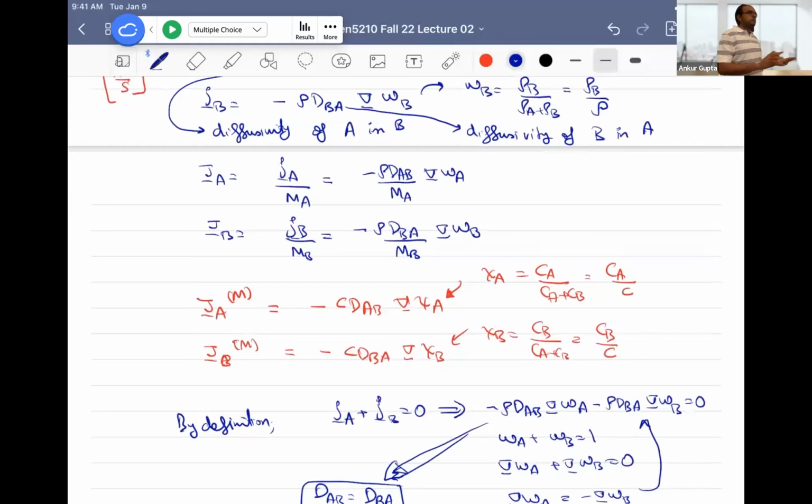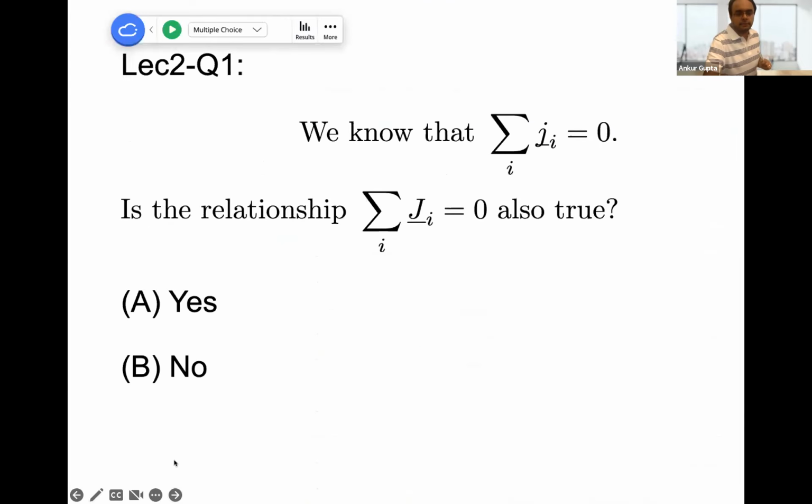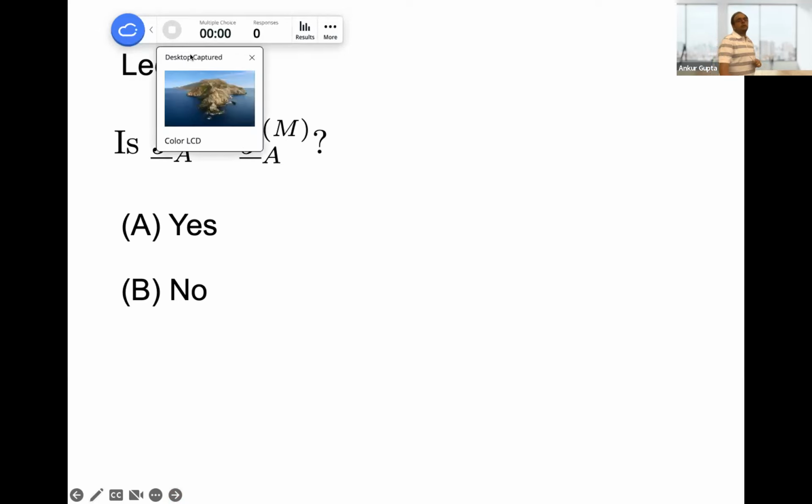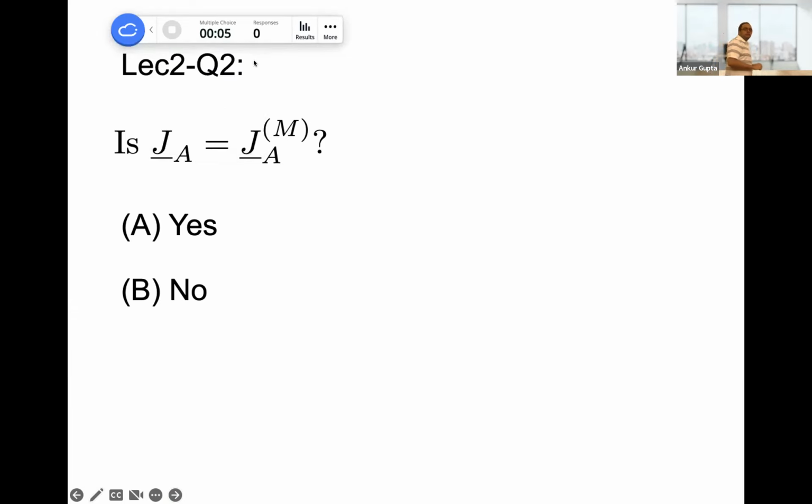So let's take another question, and hopefully this will further emphasize the difference. Do you think this is true? Do you think JA is equal to JA of M? Let's do a quick poll here. Hopefully it will come in a few seconds. All of you should be able to see it on your screens. Let's wait. Once it turns red, you will be able to see it. It's not red yet. Yes, hopefully now you can see.